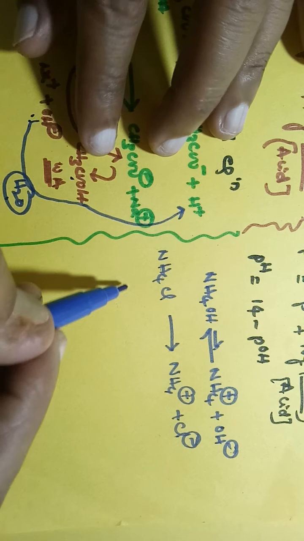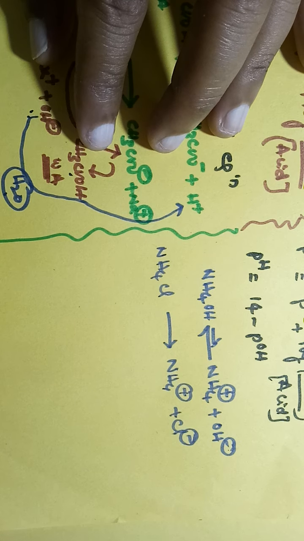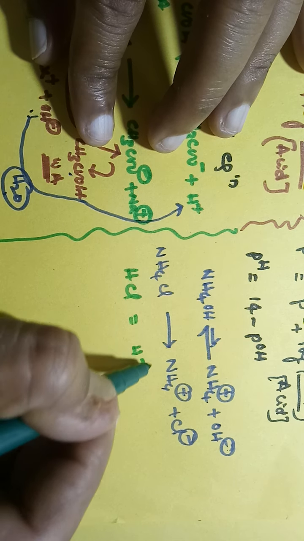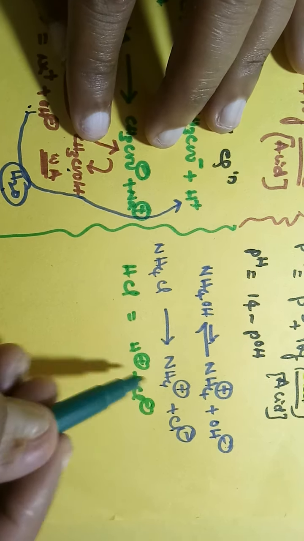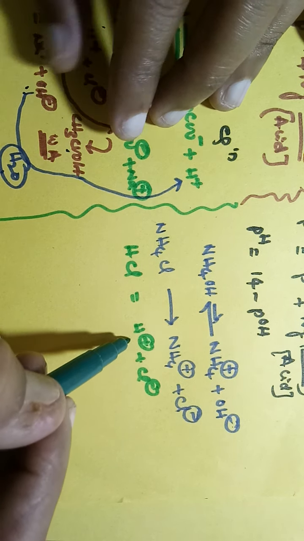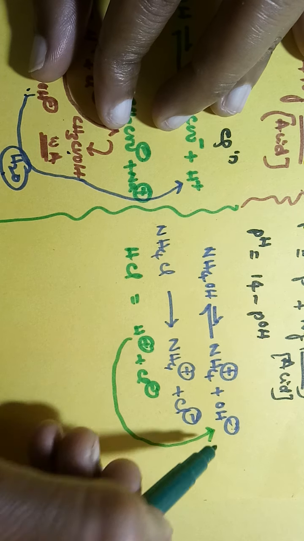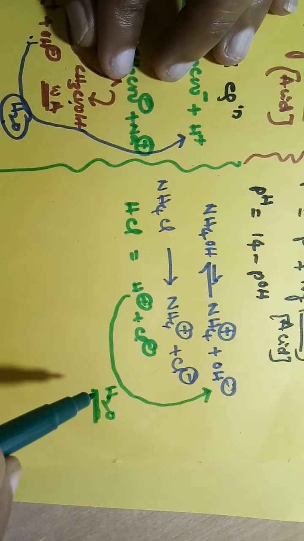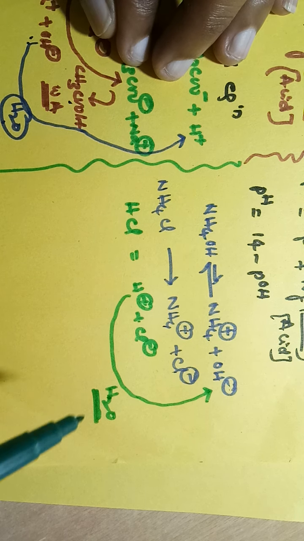Here you add some quantity of acid. This acid will give H plus ions and Cl minus ions. If these H plus ions were present in the solution as H plus, the pH would change. But these H plus ions combine with the OH minus ions and form a water molecule. So due to the formation of water molecules, there is no change in the pH value.